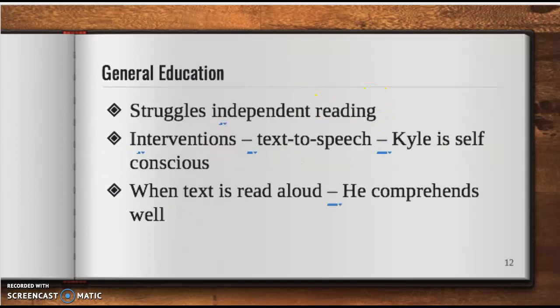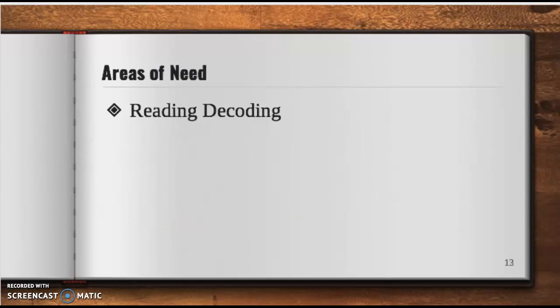When you talk to the gen ed setting, the teacher also reports that he's struggling when the reading is independent. Some of the interventions that she tried was text to speech, and she noticed that he's very self-conscious. He doesn't want to be different with his peers. But then when she reads the text out loud, he's able to comprehend well. So that's been an effective accommodation that she's been using. Since this is an annual review and he had already qualified, we know that he struggles in reading, decoding. So what are his strengths?